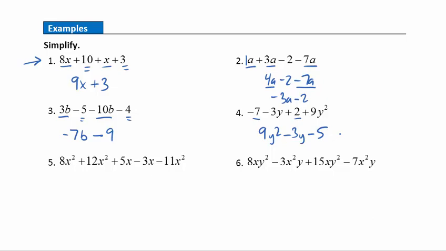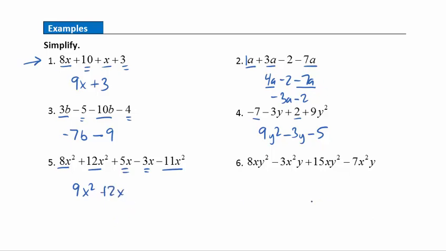Example 5. All right, looks like we have some x squared terms here that can get combined. So 8 of these plus 12 more would give us 20, and then 20 plus a negative 11 would give us a positive 9x squared when I combine those together. And it looks like I also have some x terms here. A positive 5x and a negative 3x would give me plus 2x.